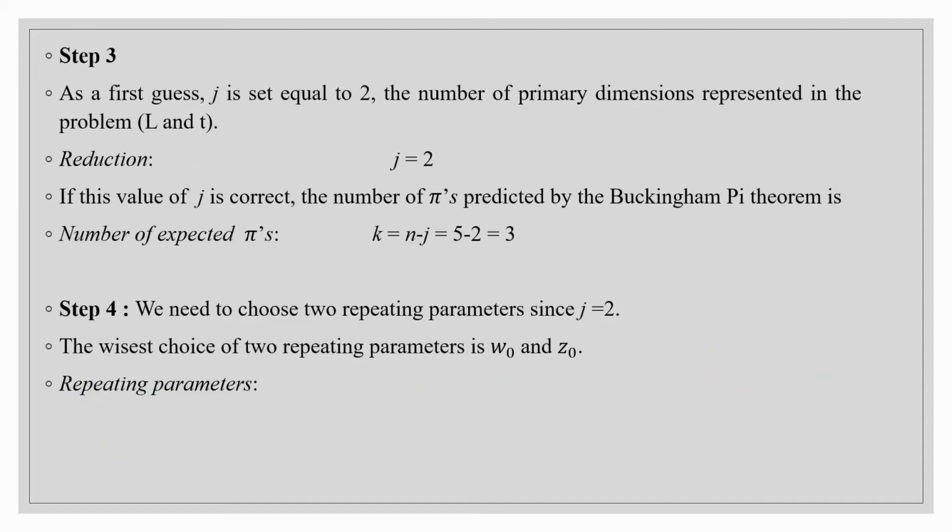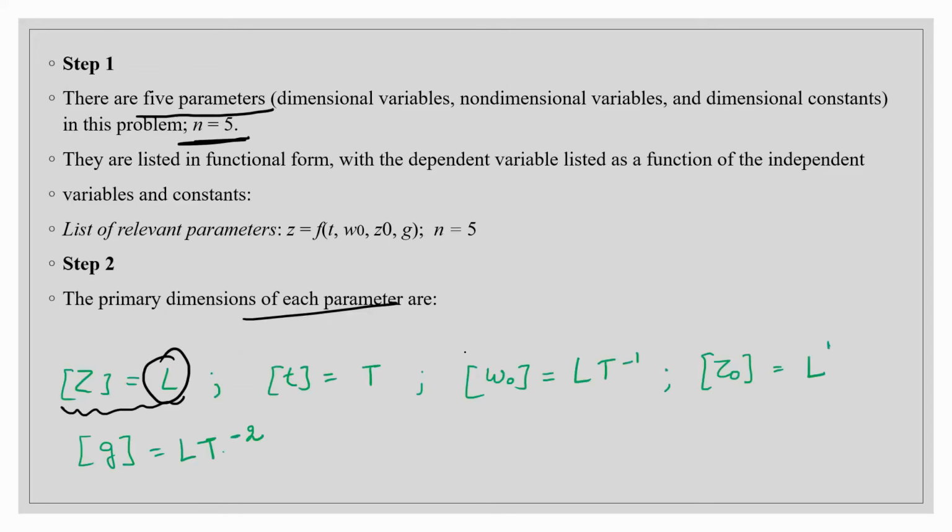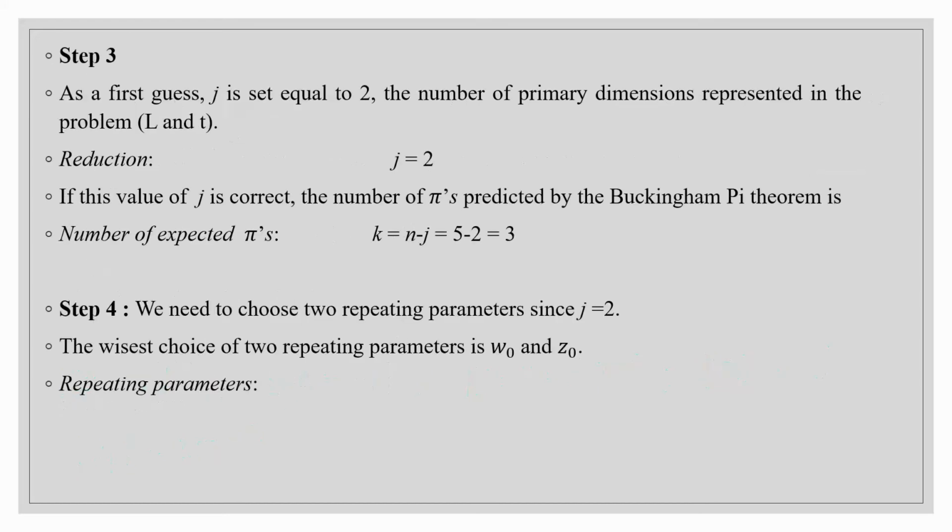These are the dimensions of the parameters involved in the system. The next step is to count the primitive parameters. You can see that L and T are the only primitive dimensions. So the number of variables n is equal to 5, and the number of primitive dimensions is equal to 2. If we subtract these, we get 3. This means that we have 3 dimensionless groups, and j is equal to 2. So j equal to 2 means we need to choose 2 repeating parameters.